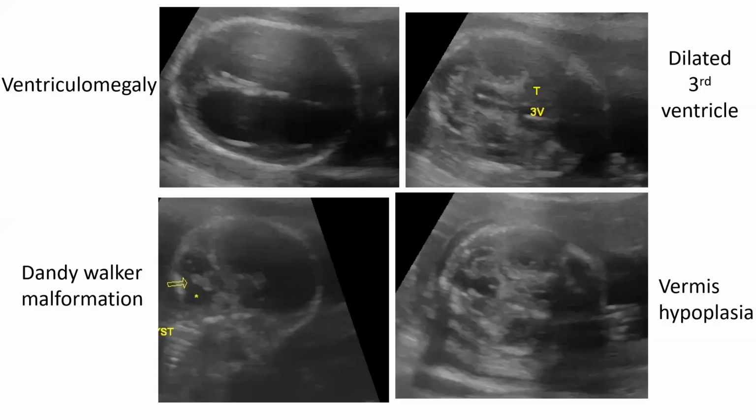Then the fetus also had CNS findings. Here we can appreciate that ventriculomegaly was there. There was a dilated third ventricle. There was abnormality in the posterior fossa cyst and abnormal vermis, and that was like Dandy-Walker malformation. And here also we can see the vermis was hypoplastic.